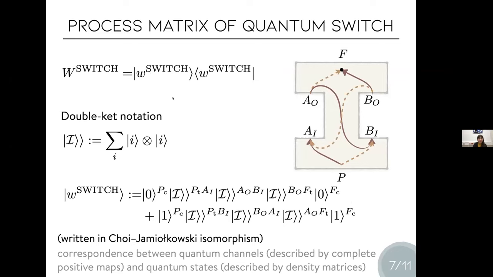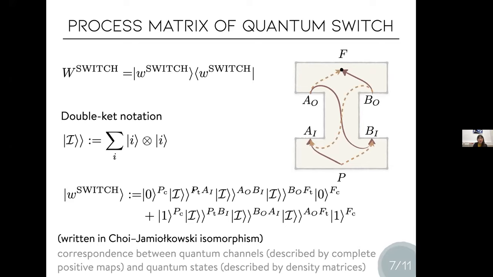So there is this ket-bra of the switch vector, which is written in this form. Here I use the double ket notation, which is simply like that. And I also wrote it in the Choi-Jamiołkowski isomorphism, which, for whoever of you isn't familiar with it, just describes the correspondence between quantum channels and quantum states. So basically, the vector of the switch is of this form.